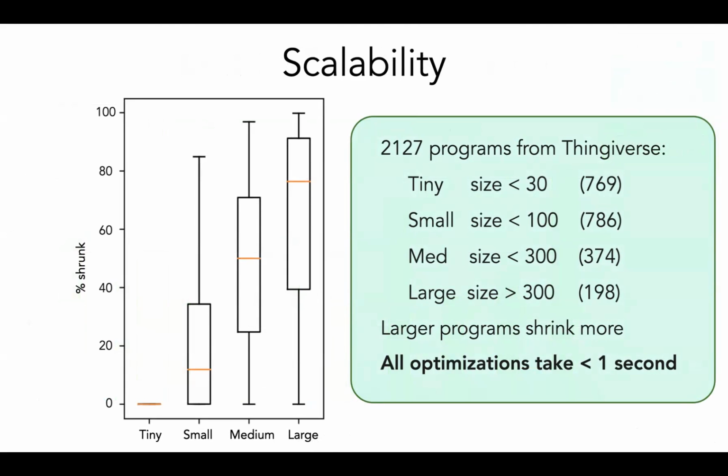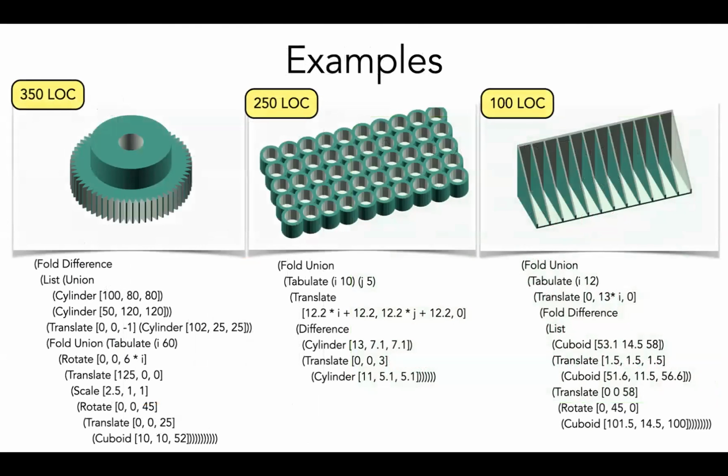This is separated by size. When the input program is really small, there's not much to shrink. But the larger the program is, the more you can shrink it. So we're able to shrink the large examples by nearly 80% most of the time. And what's really nice is that all of this recovery of abstractions, this re-rolling of loops, we did for all of these examples in less than a second. And there's a gallery of different examples showing how that works.